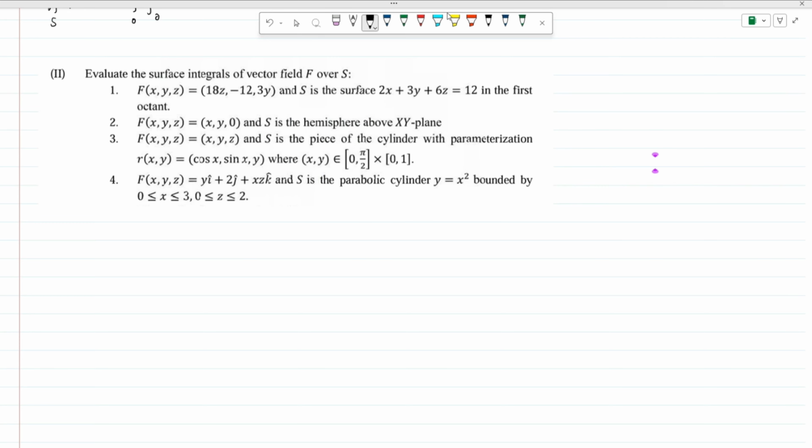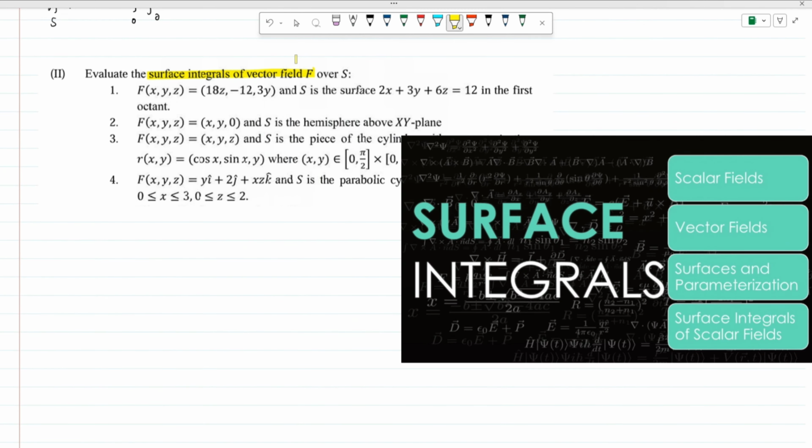In the second video on surface integrals, we will be beginning with the evaluation of surface integrals of vector field. Before that, if you have not seen the first video in this, I want you to go back and see the first video. I have attached the link in the description and also at the top right corner.